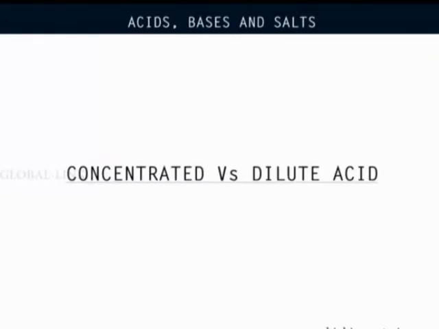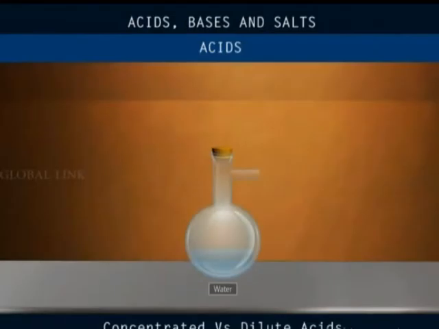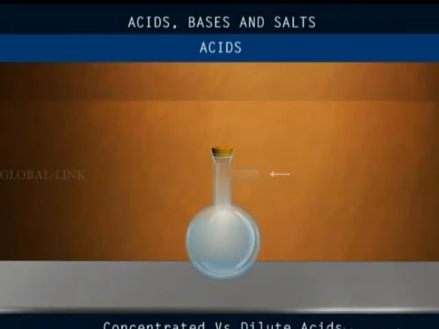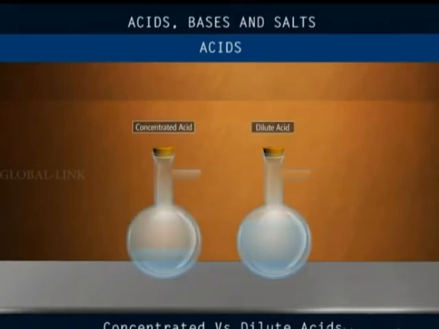Concentrated versus dilute acids. Concentrated hydrochloric acid is produced when hydrogen chloride gas is dissolved in a small quantity of water. If the same volume of hydrogen chloride gas is dissolved in more water, the acid is said to be dilute. Therefore, an acid is considered concentrated or dilute depending on the amount of water present in it.